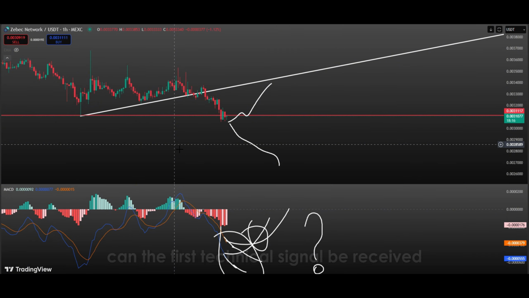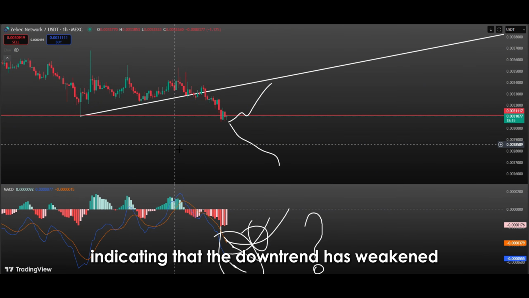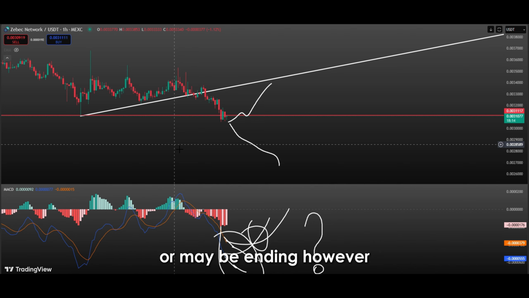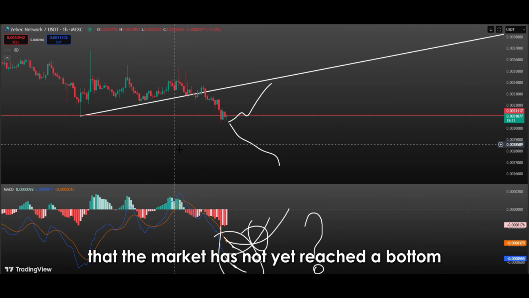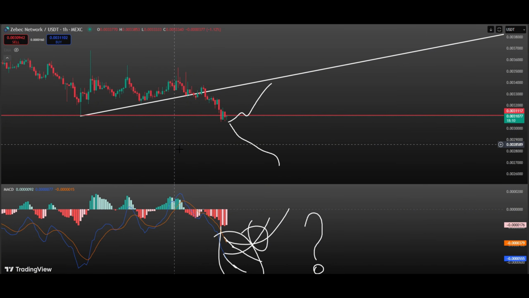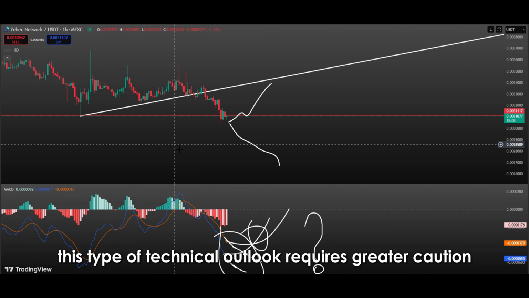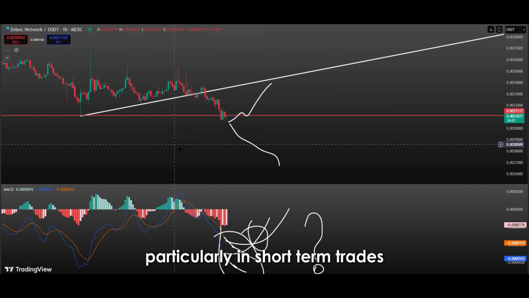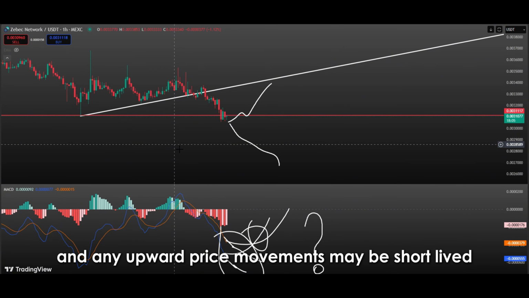Only with this crossover can the first technical signal be received indicating that the downtrend has weakened or may be ending. However, if the crossover has not yet occurred and the lines are still diverging, it suggests that the market has not yet reached a bottom and the downtrend may continue. This type of technical outlook requires greater caution, particularly in short-term trades, as there is still strong selling pressure in the market and any upward price movements may be short-lived.